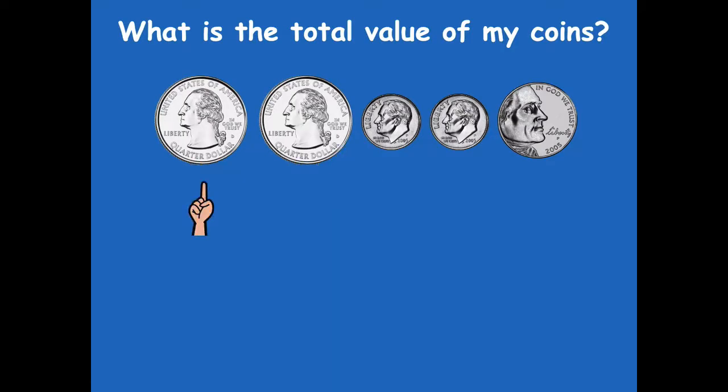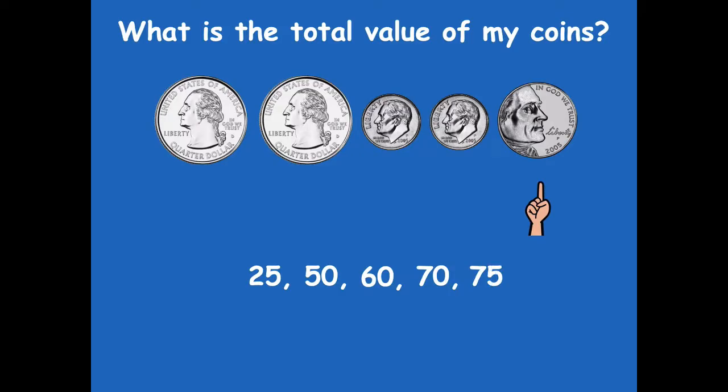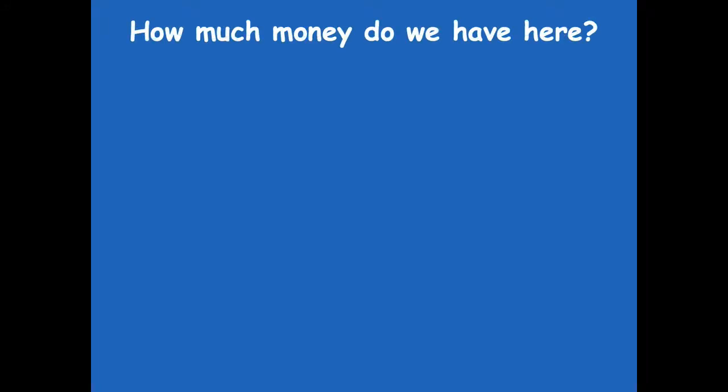So we have 1 quarter, which is 25 cents, another quarter, which is 25 more cents, which gives us 50, plus a dime, which is 10, is 60, plus another 10 for our dime is 70, and plus our nickel, which is 5, is 75. So we have 75 cents. All right, let's look at another one.